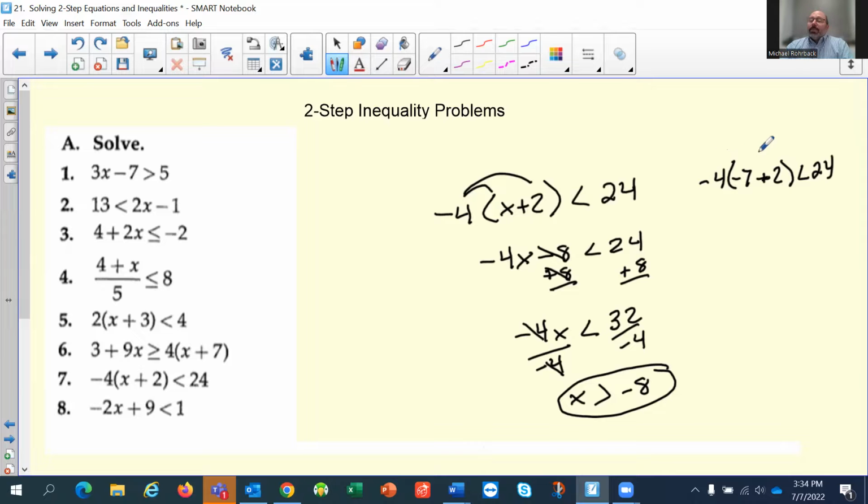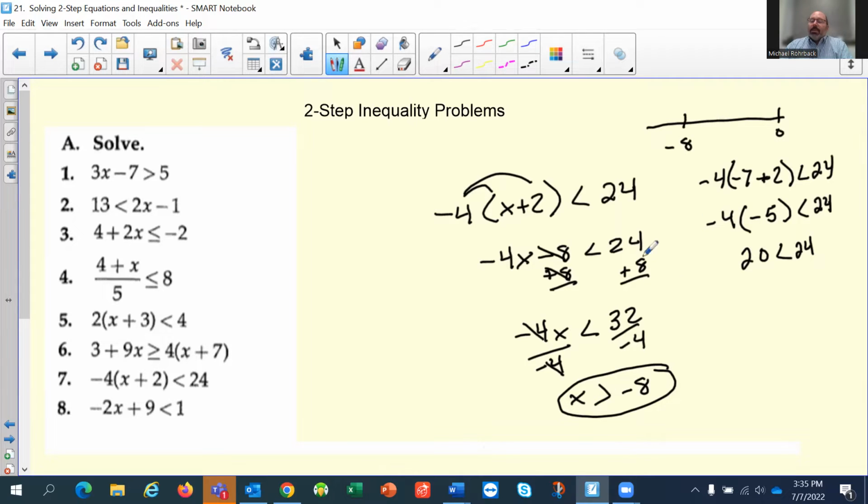Negative 4 times negative 7 plus 2. Negative 7 plus 2 is negative 5. Negative 4 times negative 5. Will that be less than 24? Well, negative 4 times 5 is 20. Negative times negative is positive. 20 is less than 24. And we're good.